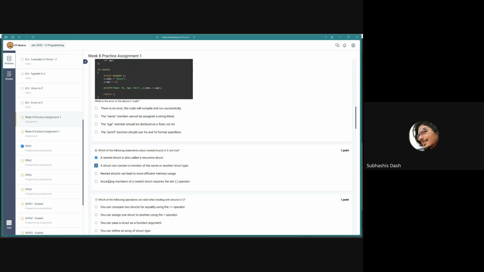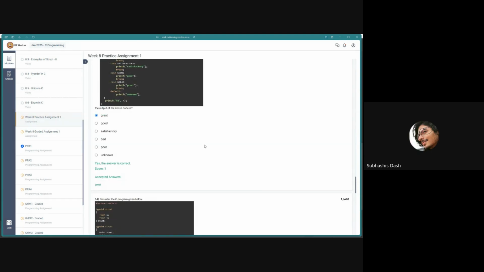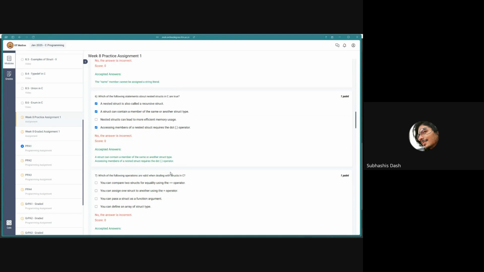So let's see. Accessing members of a nested struct requires the dot operator. Is this correct? Yes, that is correct. Nested or not, structs require the dot operator in order to access the components. So let's check the answer. Okay, so it is not called a recursive struct. Other than this top one, the other two are correct.